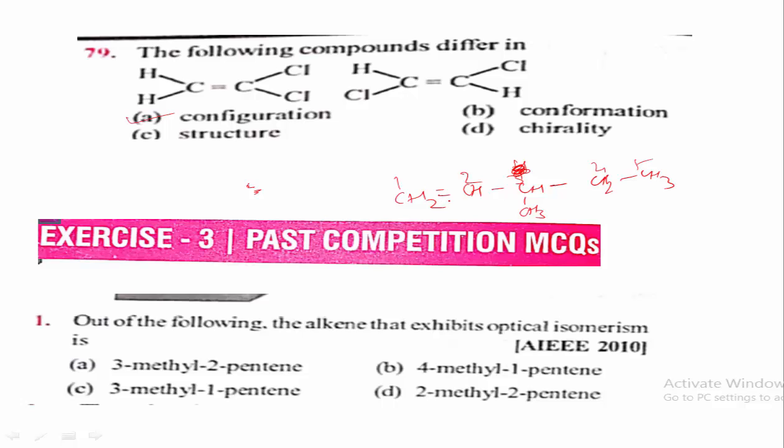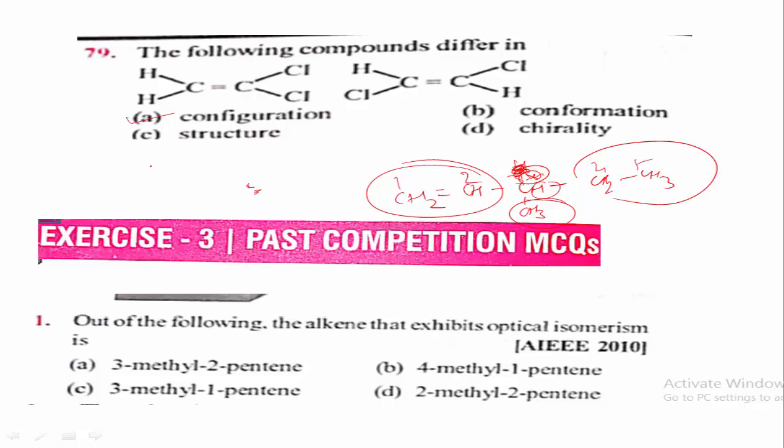Does it contain an asymmetric carbon atom or not? Check. Yes, this carbon atom. Here one H is present, one CH3, over here one group, and here one different group. Is it right? Therefore, it shows optical isomerism.